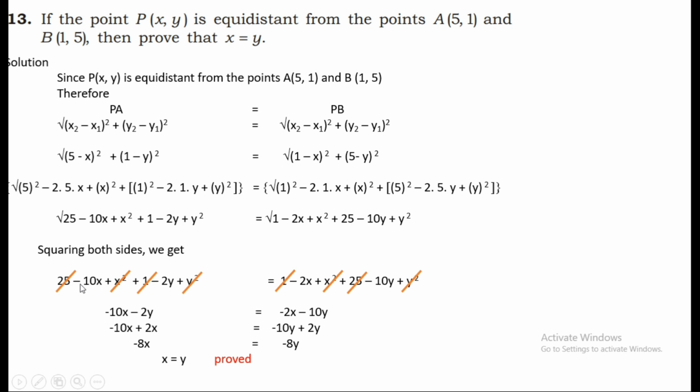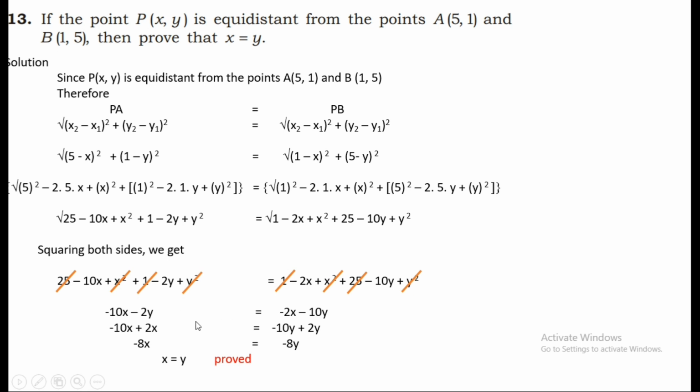Now why have I cancelled all this? Because you can see this is plus 25. This is also plus 25 on the other side. So these can be cancelled. Plus x square, this is also plus x square, so these can also be cancelled. Plus 1 can be cancelled. Plus y square can be cancelled. So from here we are left with minus 10x minus 2y. Here minus 2x minus 10y.